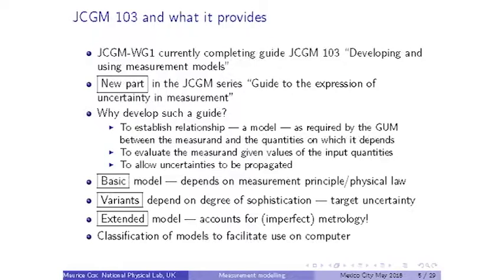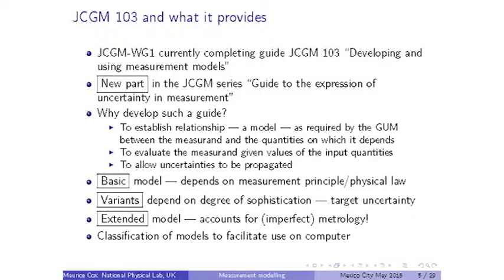Why should we develop JCGM 103? As I said, to propagate uncertainties, we need a measurement model. We need a relationship between the quantities we know something about and the quantities we want to learn something about, the input quantities and the output quantities respectively. We have the concept of a basic model, which depends on the measurement principle, like Ohm's law, a physical law, and we have variants of that model which have various degrees of sophistication. It depends on what uncertainty we need in our application. We call this a target uncertainty. The measurement model has to be developed to the extent that it can meet the target uncertainty.